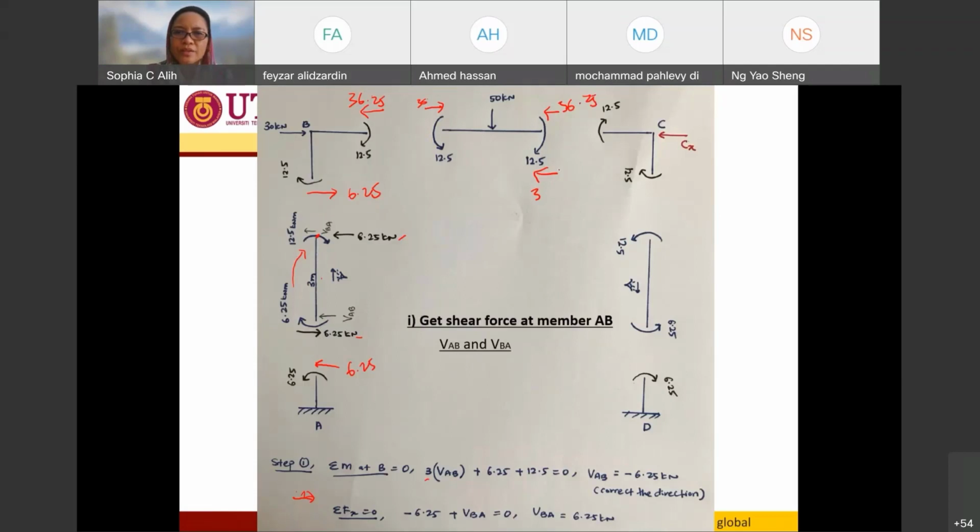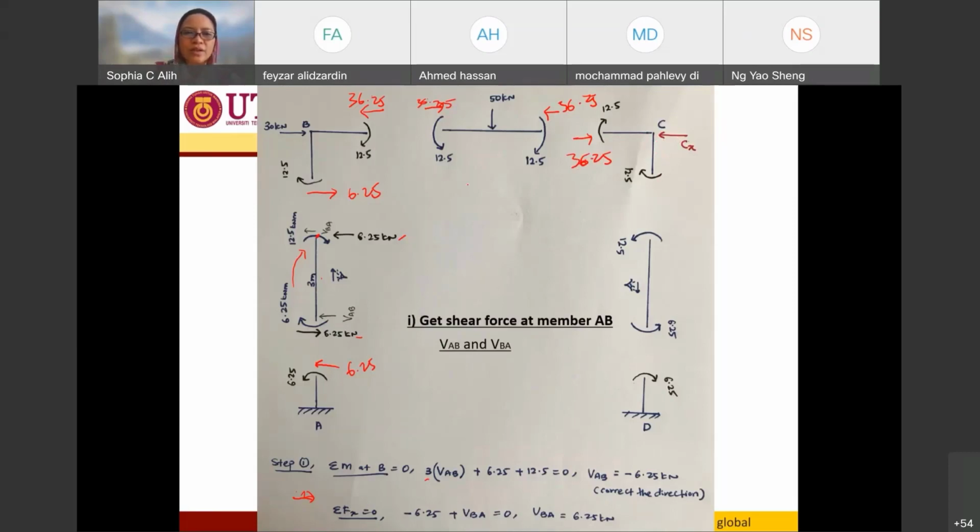36.25. Okay, to balance this side, this one 36.25. All right, so since this one is 36.25 from this direction to this direction, I need to balance this side also, 36.25. So as you can see here, I balance it until I couldn't do balancing anymore, because there are two unknowns over here. I don't know this one and I don't know this one.